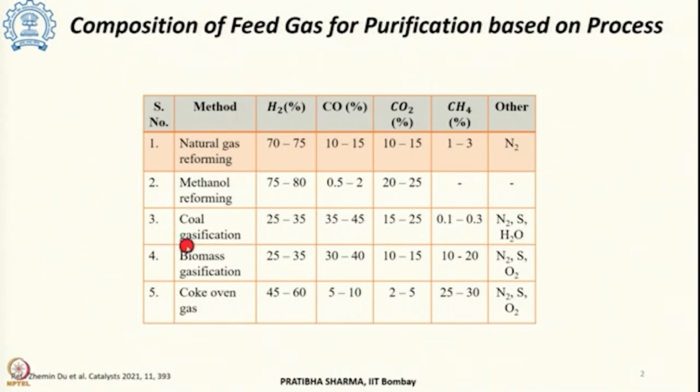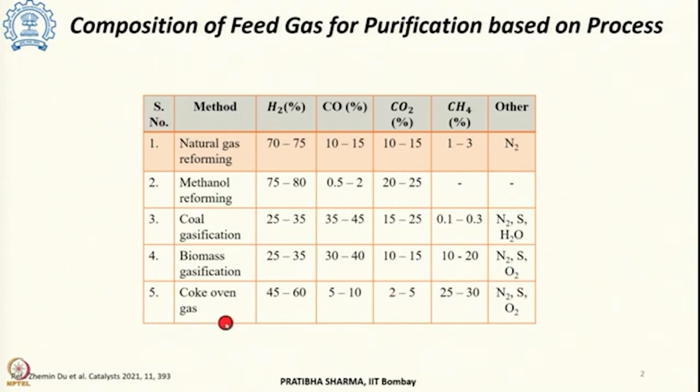When the syngas comes from coal gasification, the major content is carbon monoxide at 35 to 45%, hydrogen is 25 to 35%, CO2 15 to 25%, and a certain amount of methane, nitrogen, sulfur containing impurities and moisture. Similarly, from biomass gasification, the hydrogen content is lower at 25 to 35%, 30 to 40% is carbon monoxide, 10 to 15% is carbon dioxide and 10 to 20% is remaining methane, then nitrogen, sulfur and oxygen.